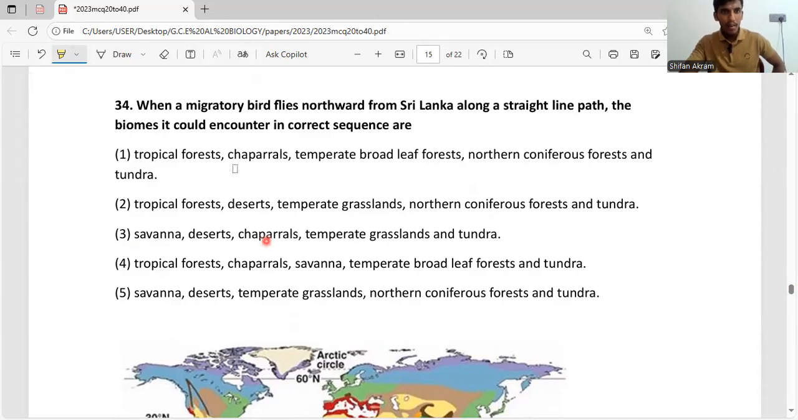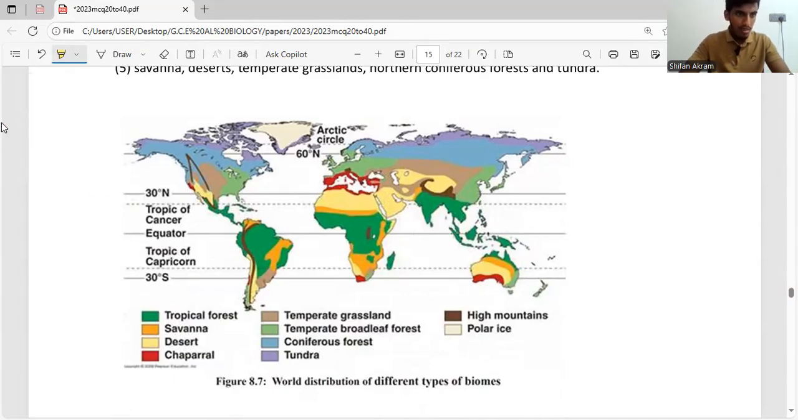Okay, they're asking, when a migratory bird flies northward from Sri Lanka along a straight line, all the biomes it could encounter. Okay, now let's draw a straight line from Sri Lanka.